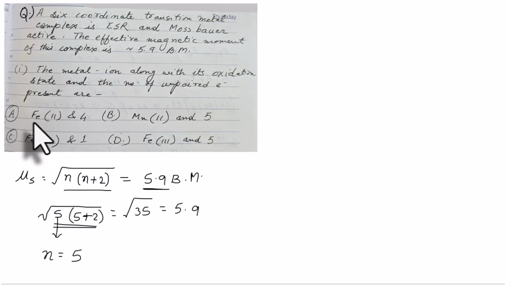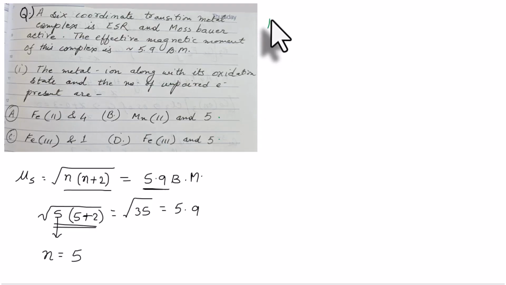So option A says Fe in the second oxidation state and 4. Option B says manganese 2 and 5. Option C says Fe3 and 1. And option D says Fe3 and 5. So we have two options, Mn and Fe, which have 5 unpaired electrons. So if it is Fe3 plus, then do we have 5 unpaired electrons?